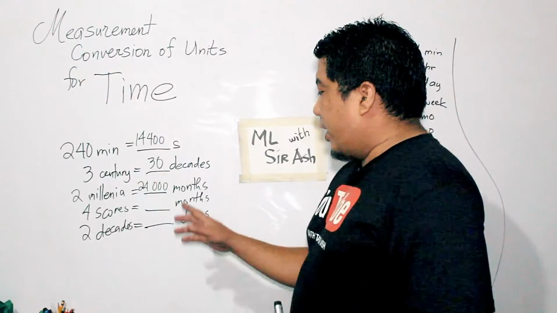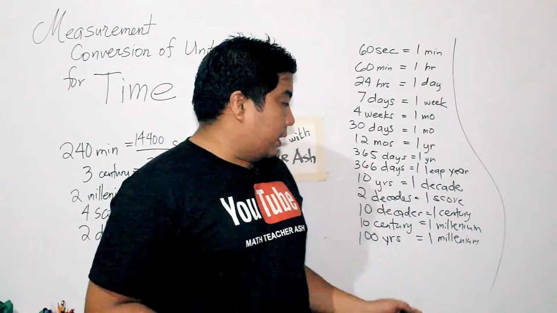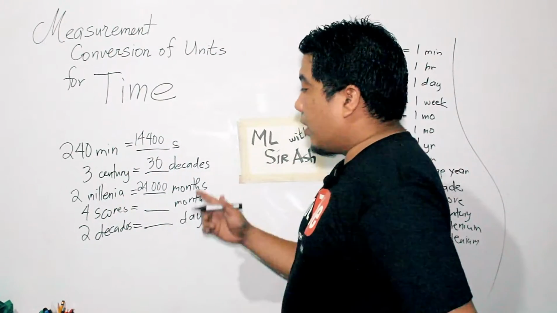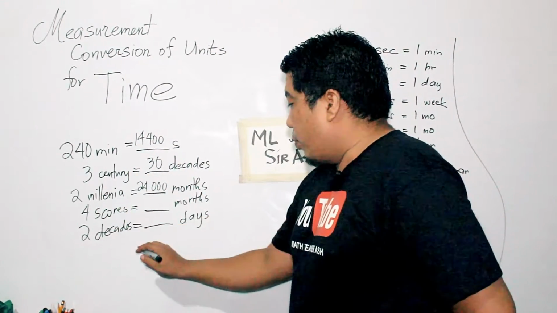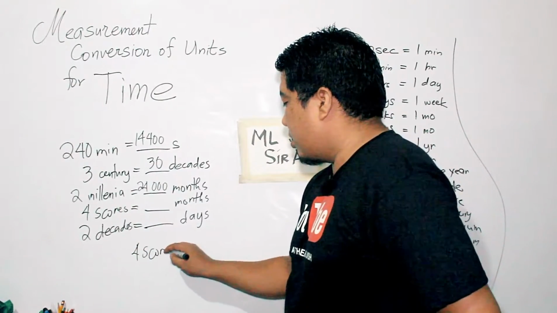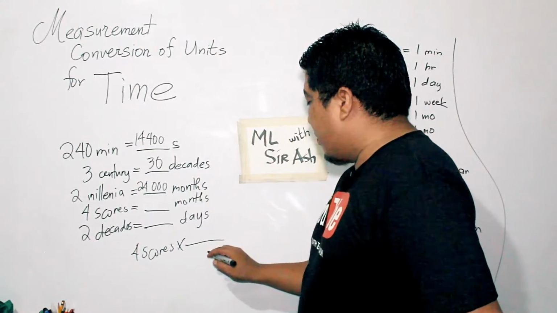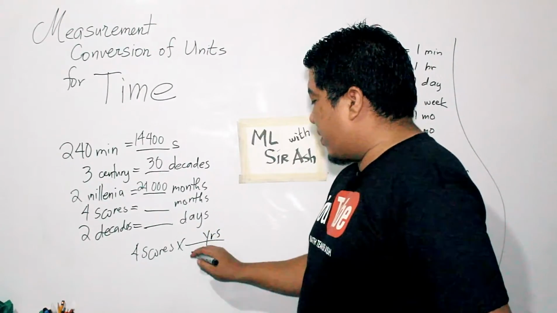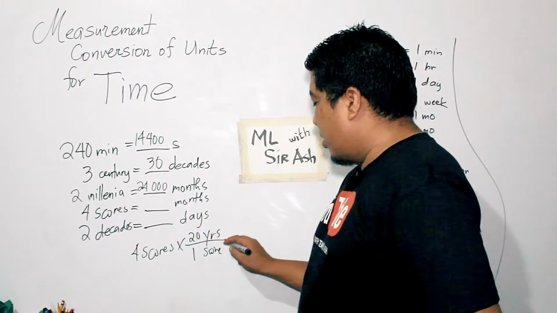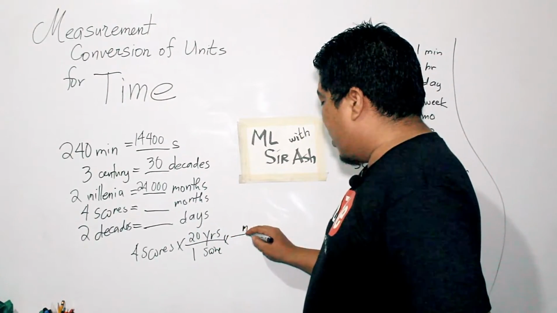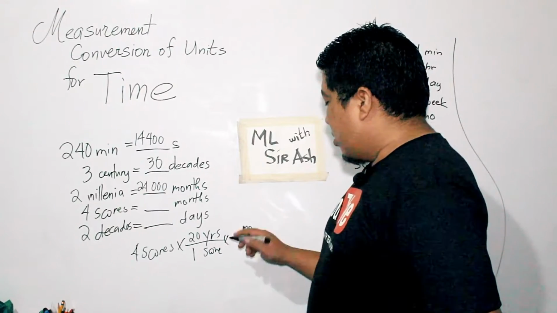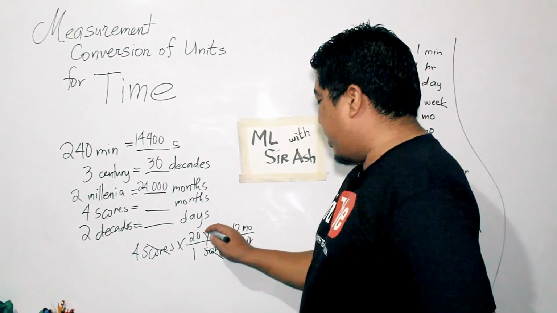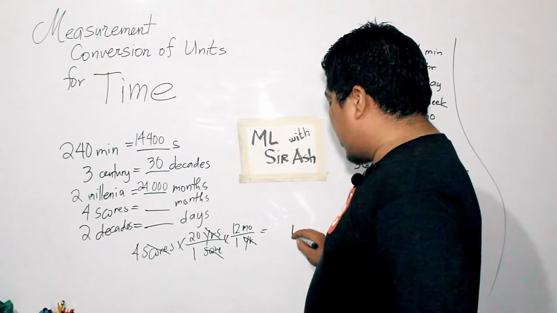We have 4 scores into months. Remember that 1 score is equal to 2 decades, or 2 decades is equal to 20 years. So, therefore, if we have 4 scores, that is multiplied by the scores and the years, that would give us 1 score to 20 years. Multiplied again by the months and the years. So, we have 1 year to 12 months. That will be again cancelled. Okay, and here we also have a cancellation, leaving us months.